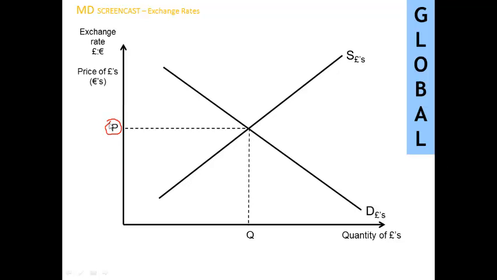Here we're showing the market equilibrium. P, the exchange rate, and let's use a euro price of the pound of €1.20, is the market determined exchange rate. At this exchange rate, the quantity of pounds traded on the forex market would equal Q. The supply of pounds is matched by the demand for pounds at the exchange rate for the pound of €1.20.